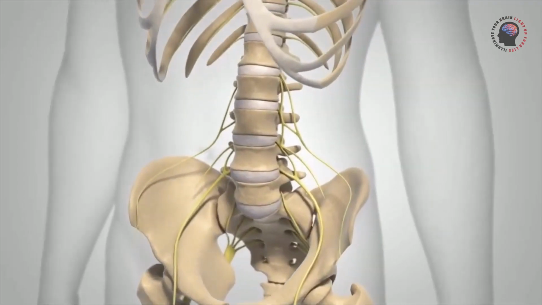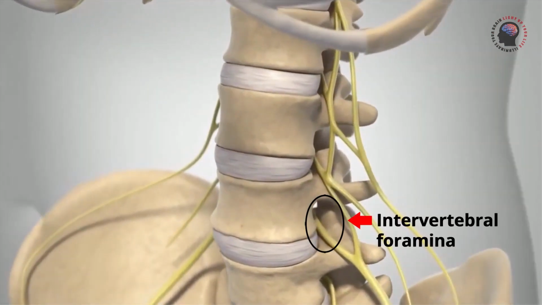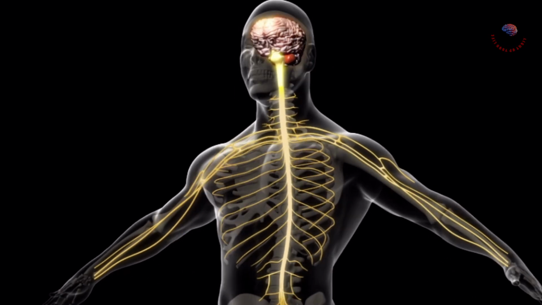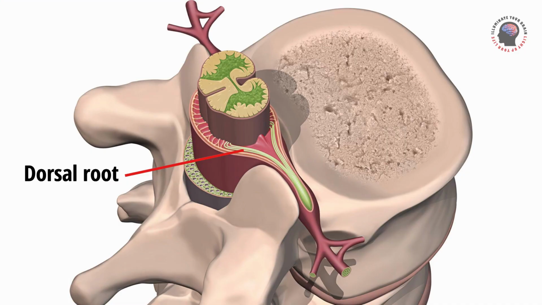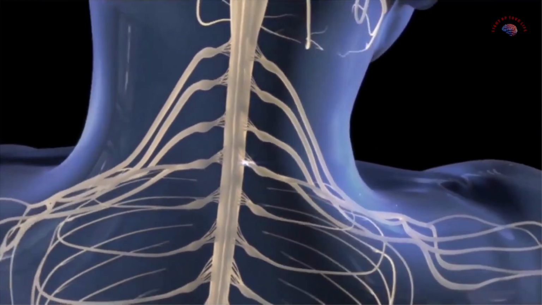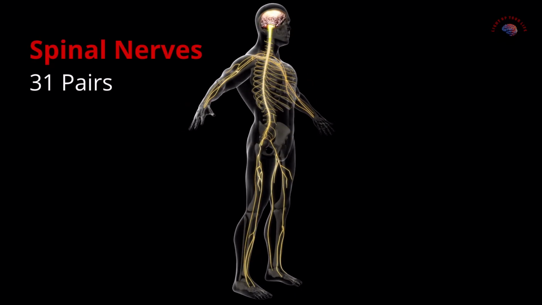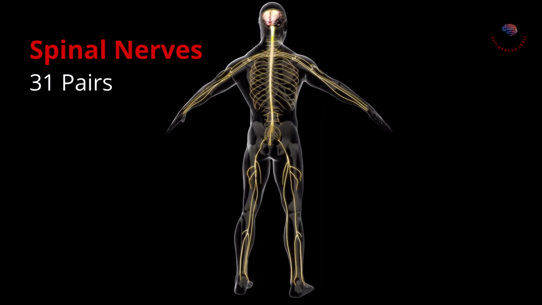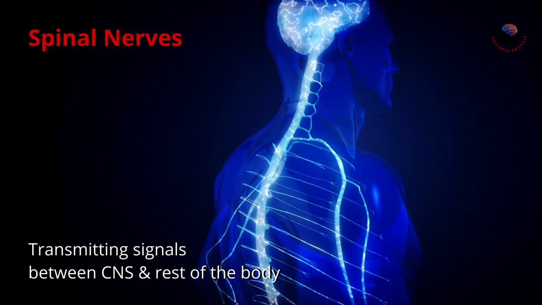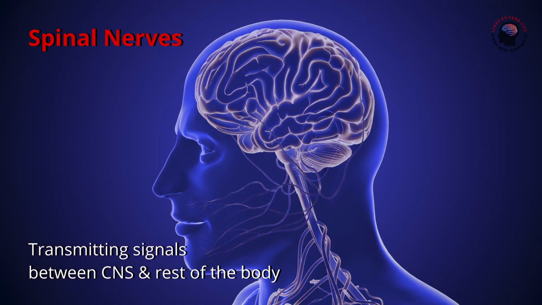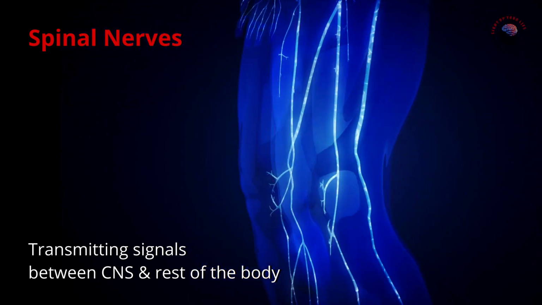Spinal nerves emerge from the spinal cord and exit the spine through openings between adjacent vertebrae called intervertebral foramina. These spinal nerves carry sensory information from the body to the spinal cord via dorsal roots, and motor commands from the spinal cord to the muscles and glands via ventral roots. There are 31 pairs of spinal nerves, each classified based on the region of the spine from which they originate. These nerves play a crucial role in transmitting signals between the central nervous system and the rest of the body, enabling movement, sensation, and various bodily functions.